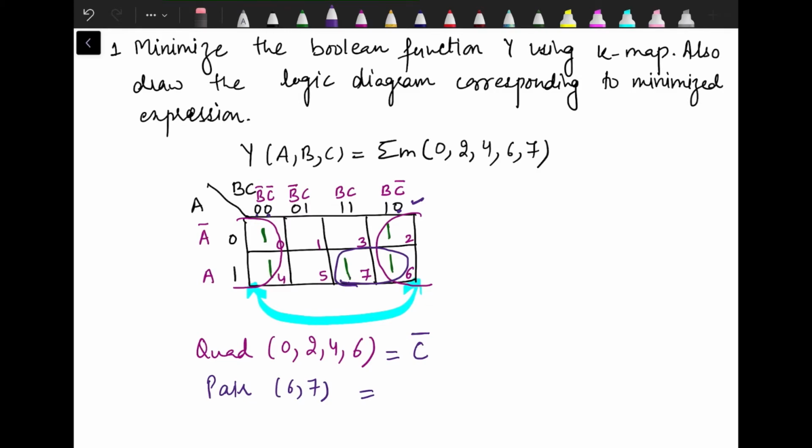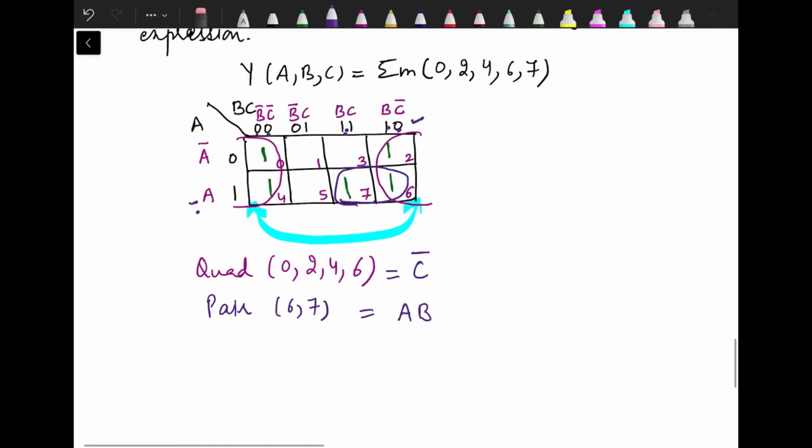And when we look for the pair, from the row side, variable A is remaining same for both the cells. A has value 1, so it is written in its true form. Then we move on to the column side. On column side, B is 1 for both the columns, so it is same, while C is changing from 1 to 0. So C is not there in the expression, we will have only B. So finally expression Y will be equal to AB plus C complement.